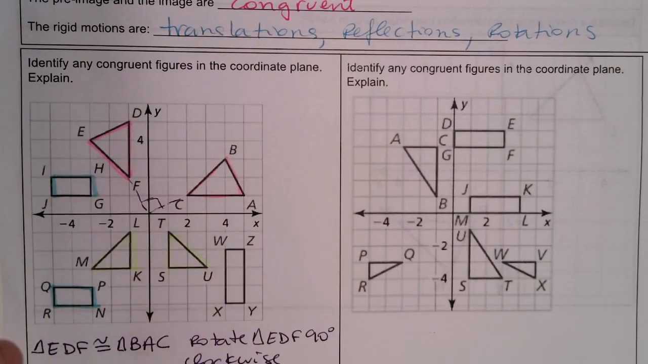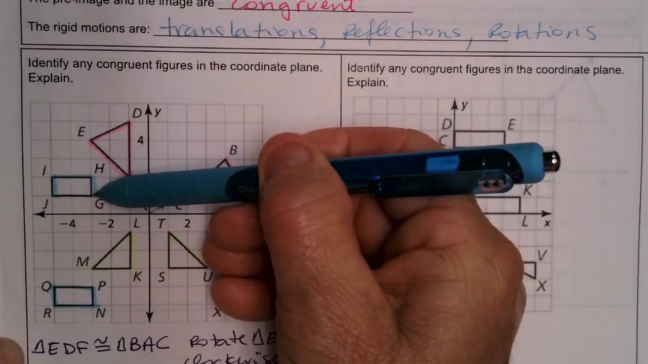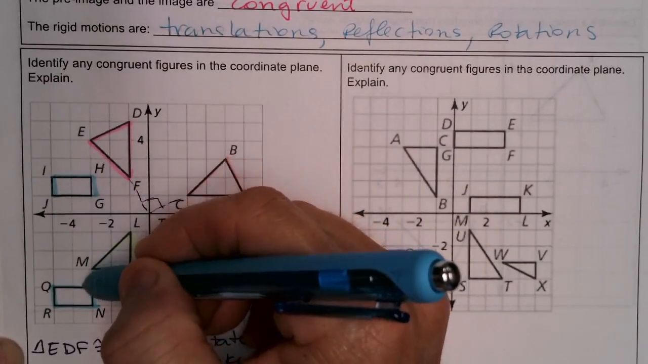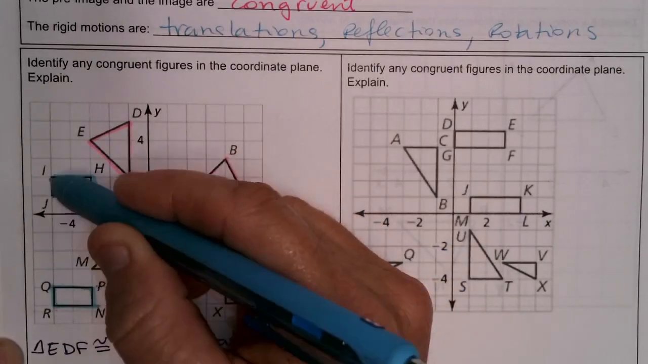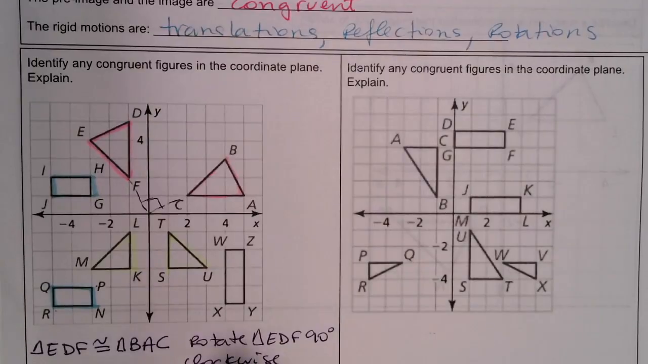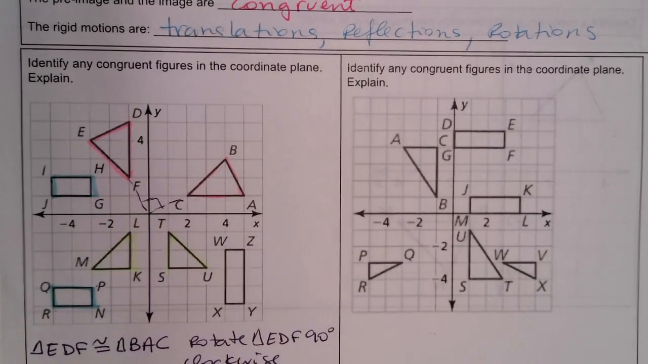Let's take a look at the rectangles here. So we can say that rectangle IJGH is congruent to rectangle QRNP. Because look, we could just slide it down and place G on top of N, H on top of P, J on top of R, and I on top of Q. So this would be a translation, 1, 2, 3, 4, 5, 6 units down.